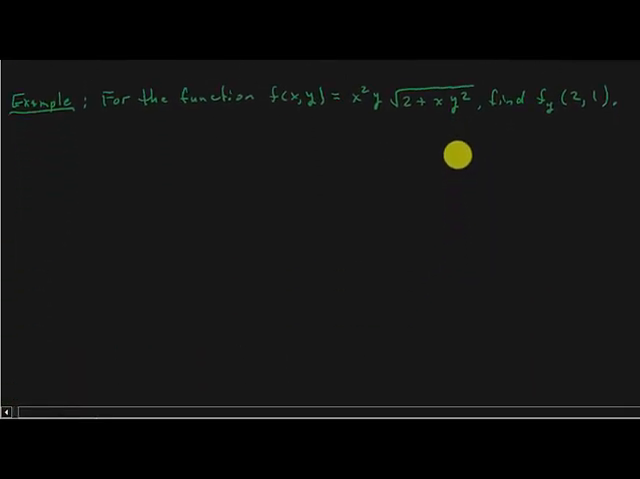So for the function f of x, y equals x squared times y times square root of 2 plus xy squared, find f_y of (2, 1). So we want to find the partial of f with respect to y, and we want to evaluate it at the point (2, 1). So we have f_y. Well, first, let's not do it like that. Let's find the partial with respect to y first, and then we'll evaluate it.